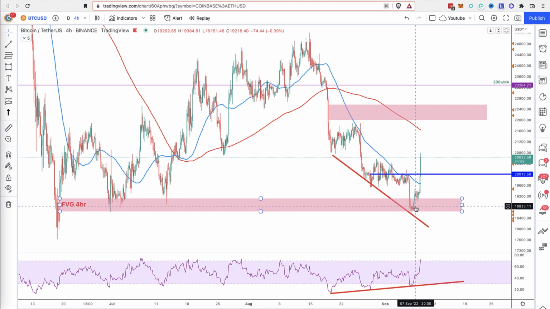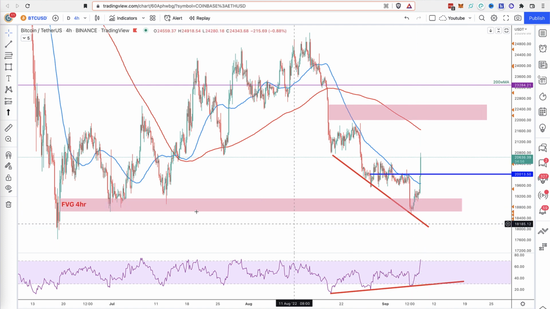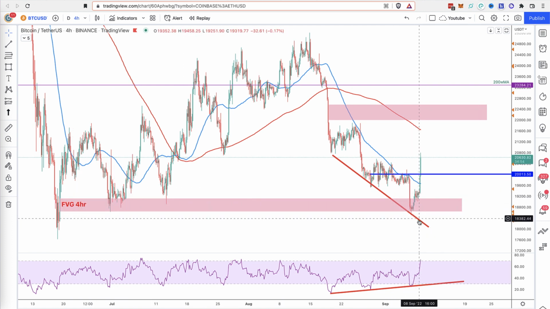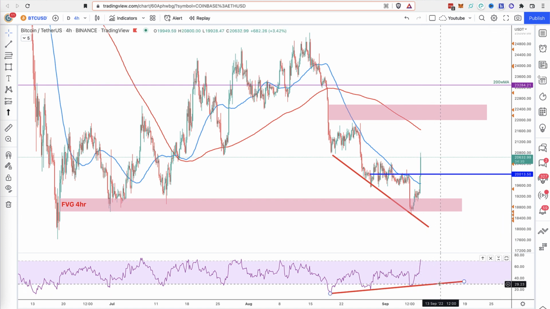But this is exactly the setup. So we had a potential long here, invalidation if it breaks below the 4-hour fair value gap. So if it would have continued down below and it would have closed below this fair value gap, that wouldn't have been a valid 4-hour setup, based on the divergence in the fair value gap. It would have been invalidated, and at that point it might have completely broken down.